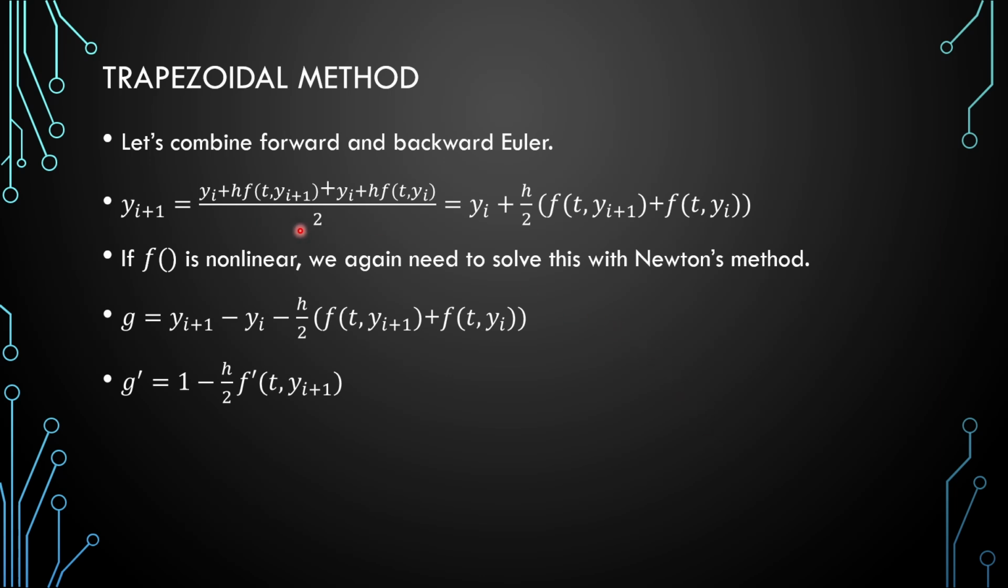What we do is simply take the forward and backward Euler and get this new equation. You can see that on the right-hand side, we also have f as a function of y i plus 1. So if f is nonlinear, we also need to use Newton's method to iteratively solve this equation, where we can also define a g and a g prime to do that.